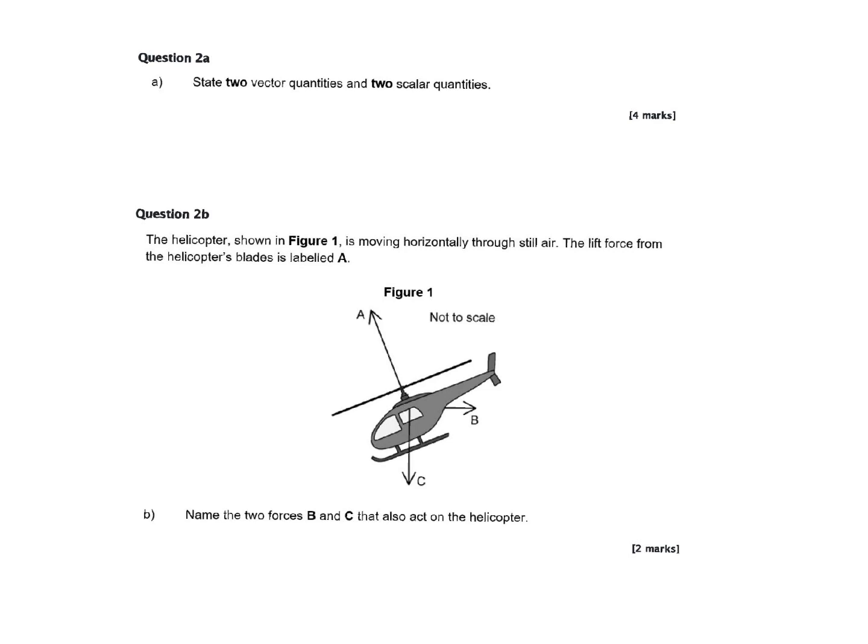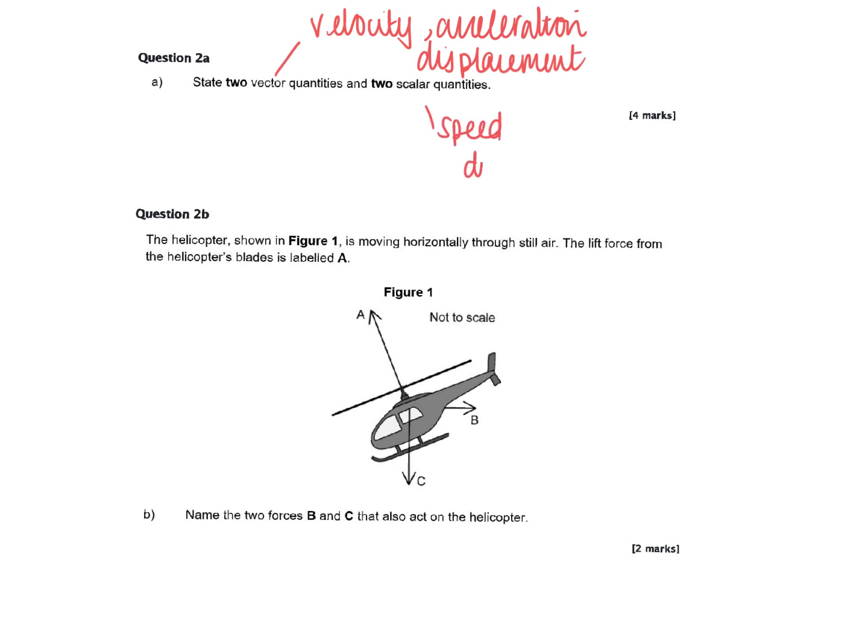On to question 2a, state 2 vector quantities and 2 scalar quantities. So you can use the ones from the previous question or some other ones. So for example, for our vector quantities, we've got velocity, acceleration, or displacement. You could have also had force or weight there. And for scalar, we could put speed, distance, or mass. Any of those would have got you the answer. 2 vector and 2 scalar.